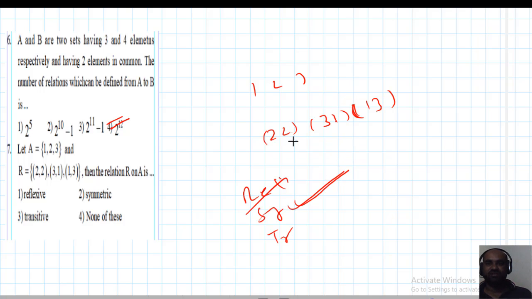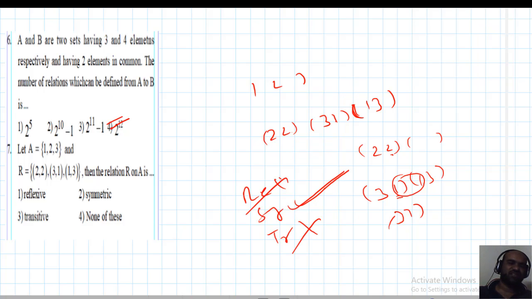Now checking for transitive. 2 comma 2, another ordered pair started with 2, not there, no need to check. Okay, 3 comma 1, another ordered pair started with 1, that is 1 comma 3 is there. So 3 comma 3 should be there, 3 comma 3 not there. So it is not transitive. What is the meaning of that? Only symmetric relation.